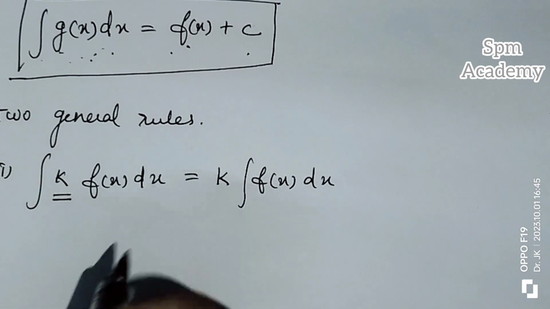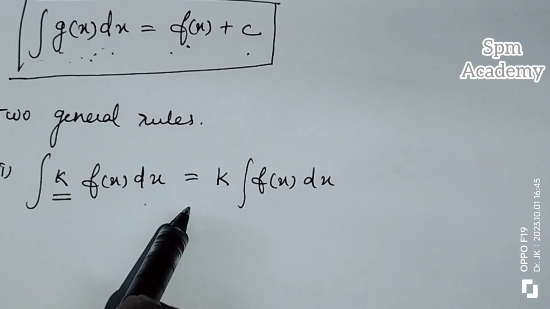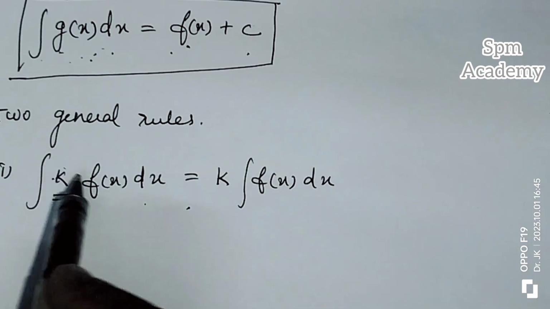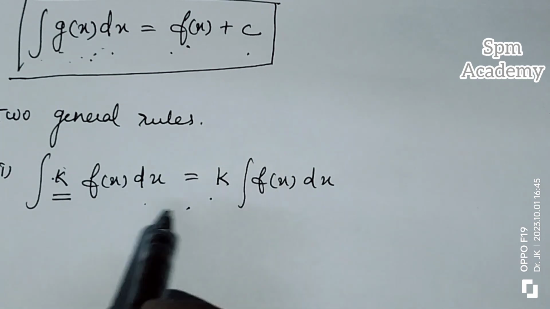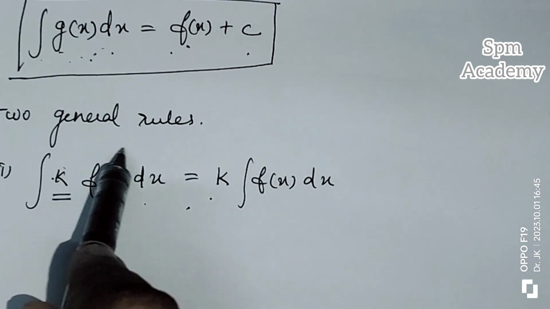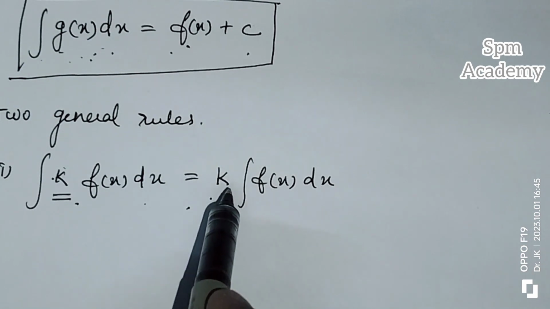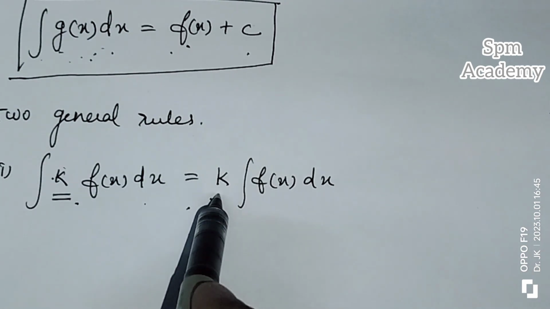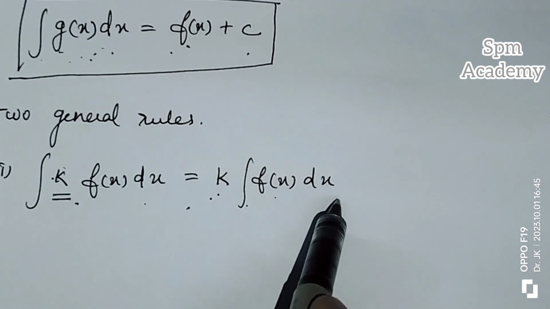The integral of k into f of x dx, where k is a constant, we can take it out, and it is enough to integrate the function with respect to x only, so we can write it as k into the integral of f of x dx.